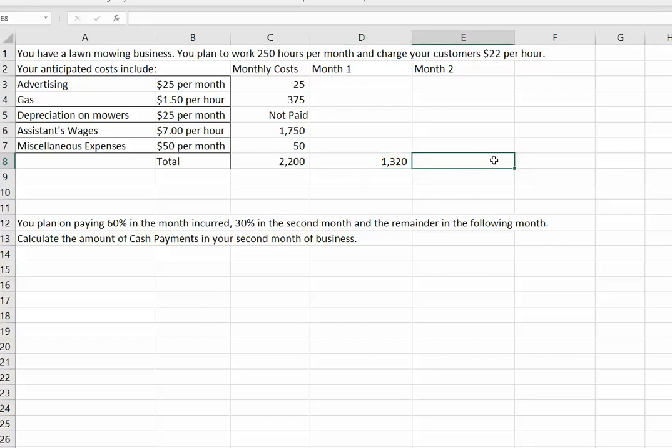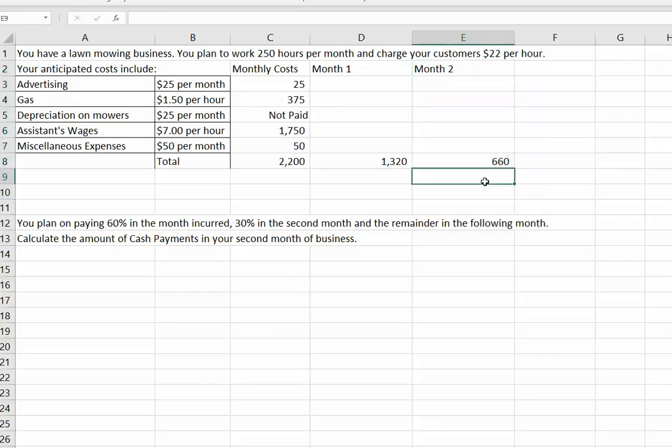In month 2, you're going to pay 30%. And so this is the second month's amount that you pay of the first month's costs. So this is basically what you're going to be paying. This is actually 90%. In month 3, you would pay the rest of it. But because this question is asking what are we paying in month 2, I will not go into month 3 here.